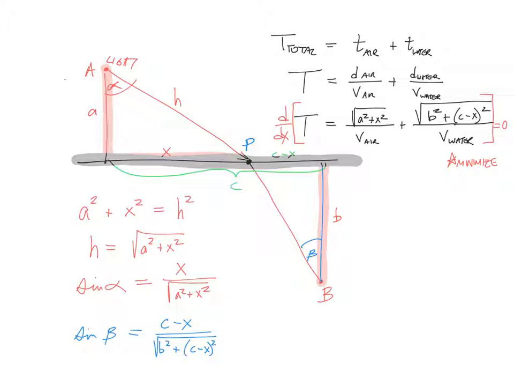And so this is how things change with respect to x. And so we get a result from that. So I'm going to go to a clean screen here.